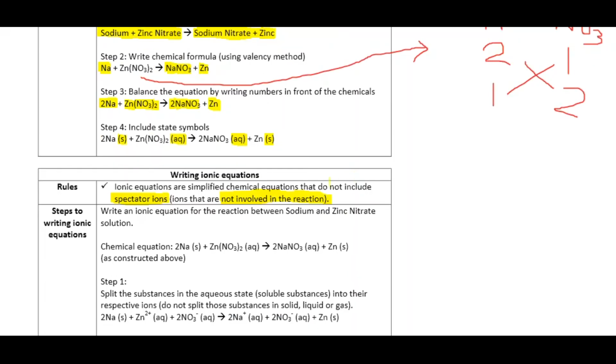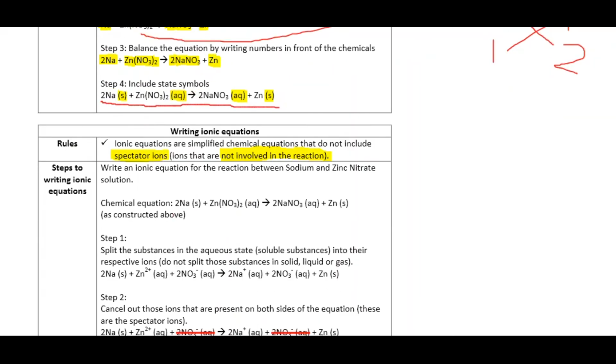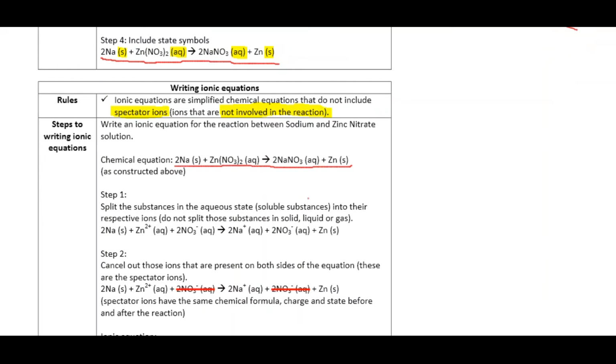Okay, let's just use the same example. As constructed above, we have this chemical equation over here. We'll use this chemical equation and write it here. So how do we actually construct an ionic equation from here? Remember, just now I briefly explained that in the aqueous state, when compounds dissolve in water, they split into their respective ions. So what we do is split everything that is in the aqueous state.